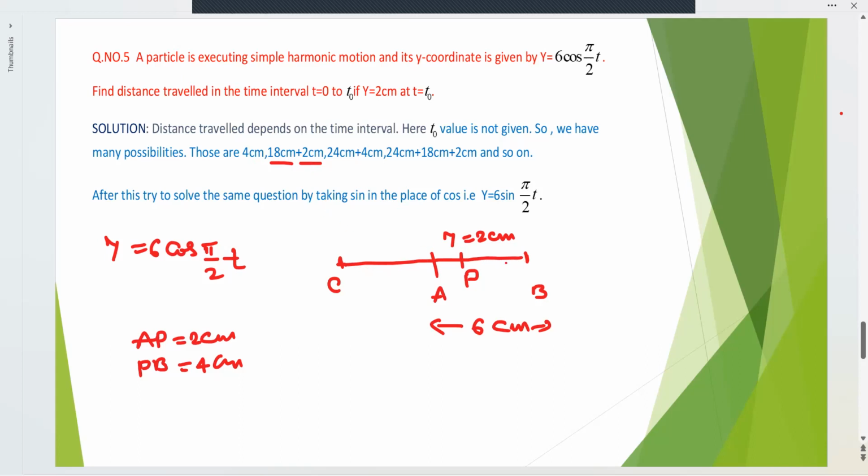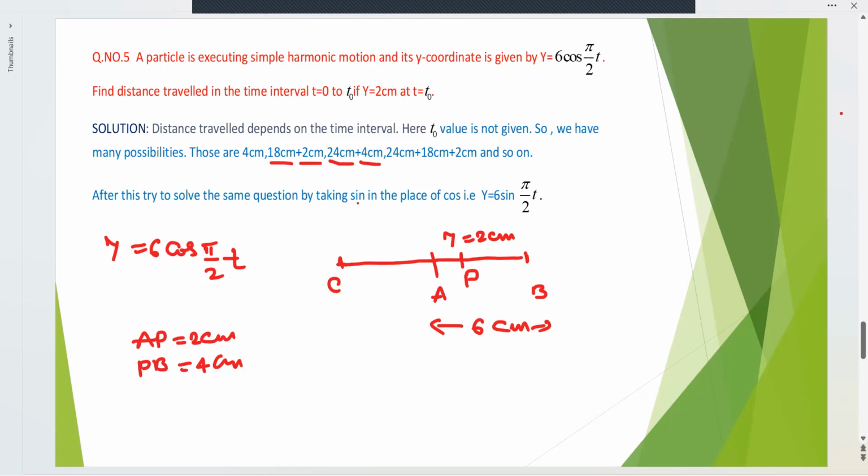Third possibility, it is completing one oscillation and then travels from B to P, that is 4. Completing one oscillation means the distance traveled is 4 into 6, 24. So completing one oscillation plus B to P, that is 4. So the next possibility is 24 plus 4.